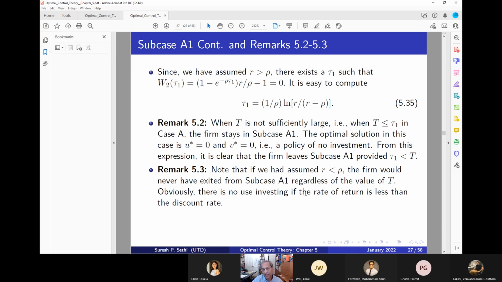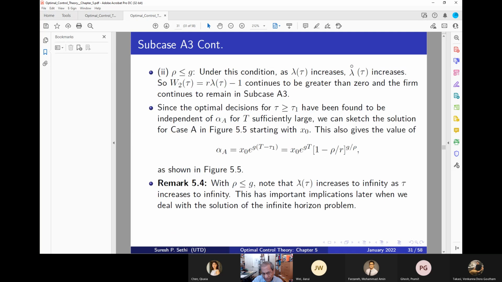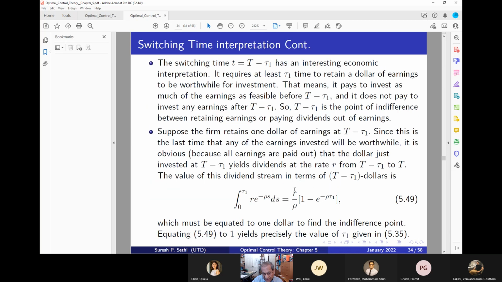Exactly 5.35. So the 5.35 economically means what it means as 5.49. If you equate that to $1, you get tau 1. So t minus tau 1 is the last time at which I should be retaining earnings. After that, the company should not retain earnings.